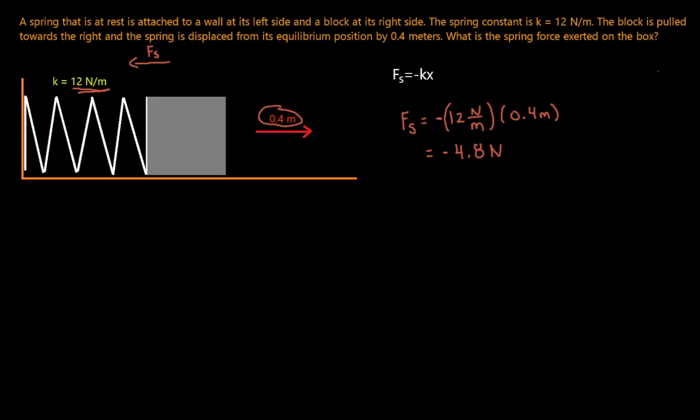So in conclusion, the spring force is pointed in the opposite direction of its displacement. And using Hooke's law, we can say that the spring force is equal to the negative spring constant times the object's displacement.